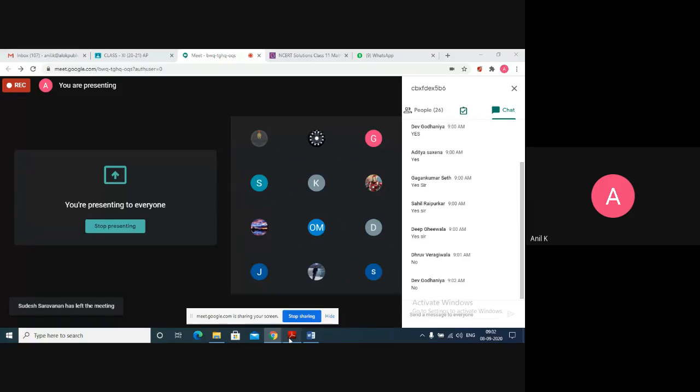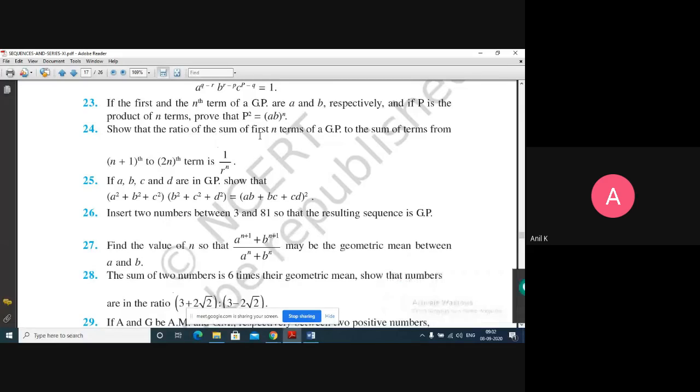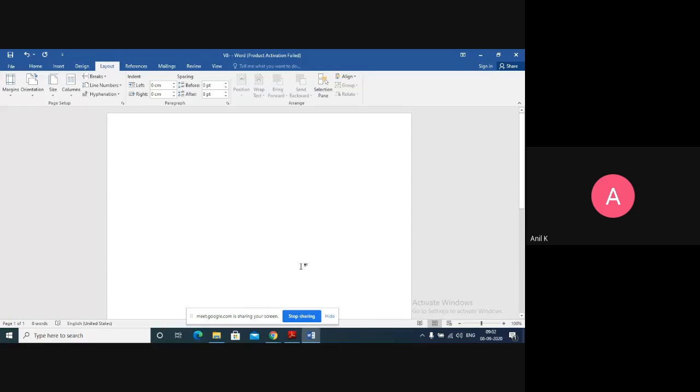Okay. So let's first, they said that show that the ratio of the sum of first n terms of a GP to the sum of the terms from n plus 1th term to 2nth term is 1 by r to the power of n. So first let me write the formula for the sum of n terms of a GP. So this is the Sn formula.